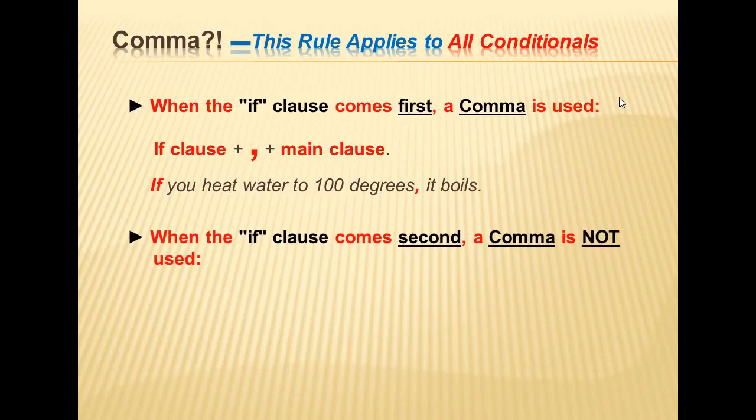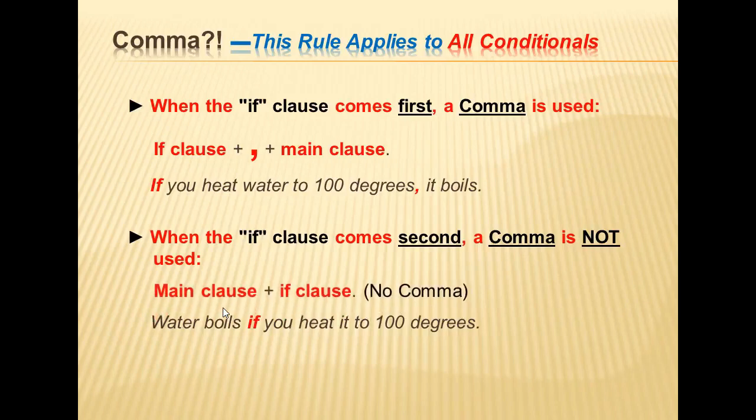When the if clause comes second, a comma is not used. The water boils if you heat it to 200 degrees. So if you use it like this one, you do not use a comma. This is the comma rule in all conditionals. The form with main clause plus if clause has no comma. But if the if clause comes first, you have to use a comma.